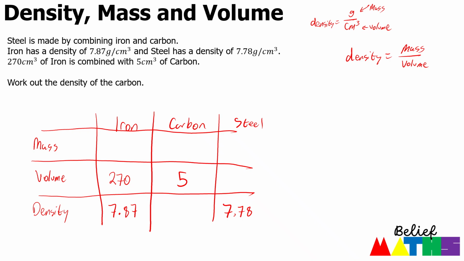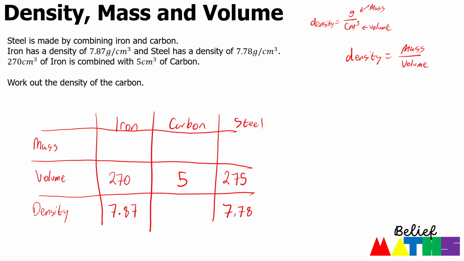Now, when we've got multiple things and we're mixing them together, whether it's materials or combining metals to make steel, we are allowed to add the masses or add the volumes. The densities we have to work out separately. So because we're adding iron and carbon to make steel, this is going to be 275 centimeters cubed of steel. Now the next thing I can work out is the mass of the iron and the mass of the steel.